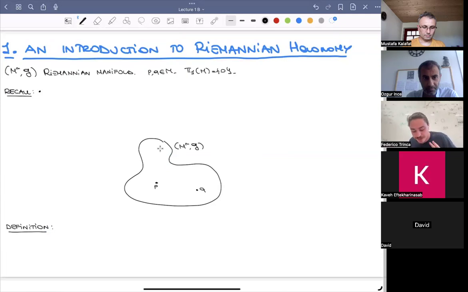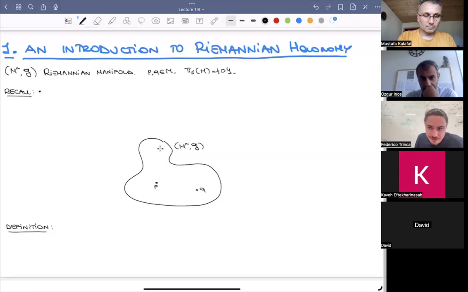Okay, so let me start by telling you a bit about Riemannian holonomy. The setup is a Riemannian manifold (M, g), and I'm going to pick 2 points, p and q, that are here. I'm representing my Riemannian manifold as a potato. Can you see the screen? Is it okay? Okay, perfect.